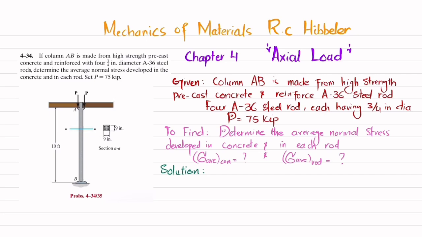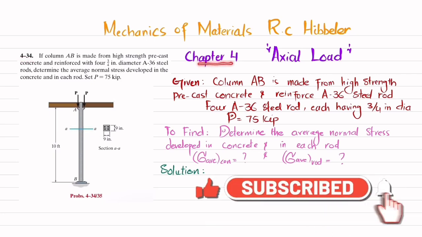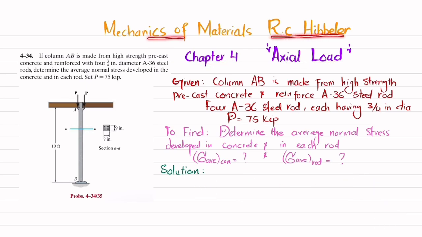Welcome back. In this video, we are going to solve problem 4-34 that is taken from chapter number 4, Axial Load, and the book name is Mechanics of Materials by R.C. Hibbeler. So the statement is: if column AB is made from high strength precast concrete and reinforced with 4 3/4 inch diameter A36 steel rods, determine the average normal stress developed in the concrete and in each rod. Set P is equal to 75 kips.